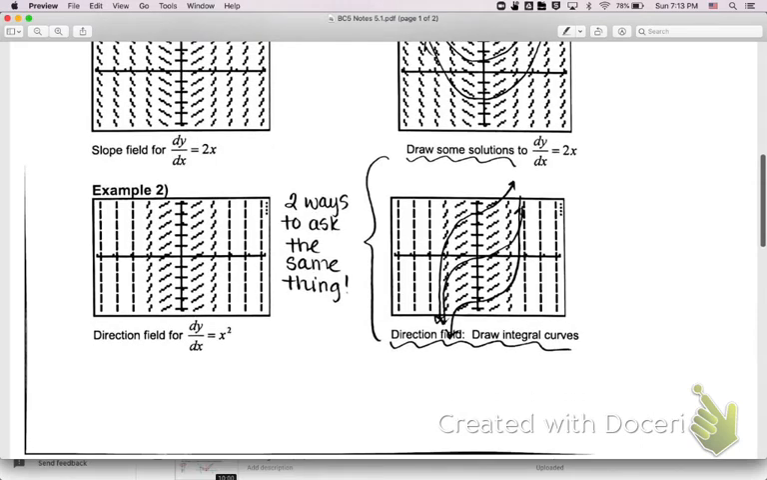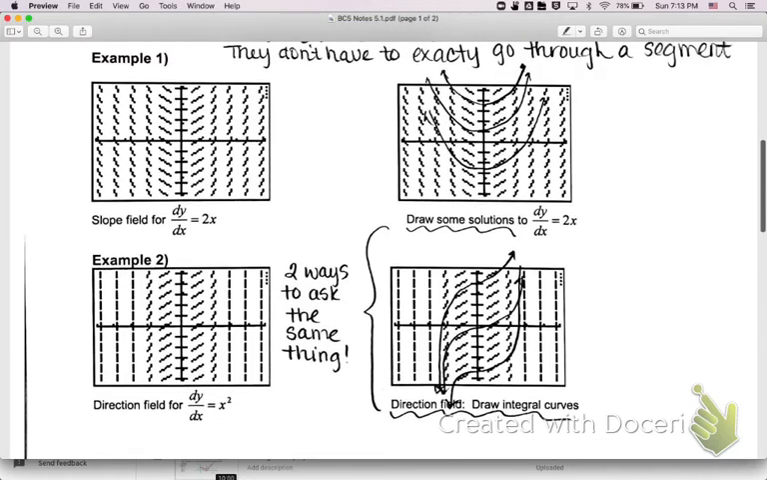Now, another way that they could ask, they could say, draw some solutions to this differential equation. And remember, what this equation is saying is the slope, dy dx, is equal to 2 times x. So in this case, the y variable doesn't matter. So another way they could ask that is say, draw a direction field. That's the same thing as a slope field. Or draw integral curves. So that would be, if we took the antiderivative of, for example, dy dx equals x squared, then we should get a cubic function. And you can see that marked in the slope field there.